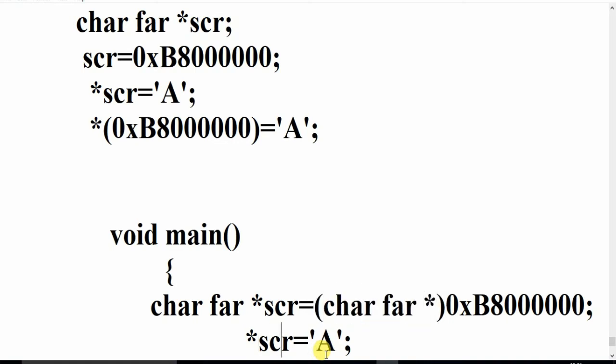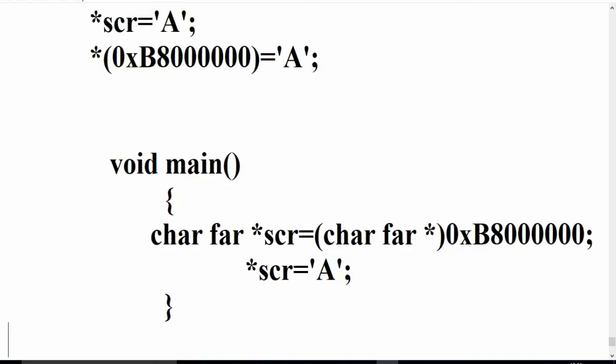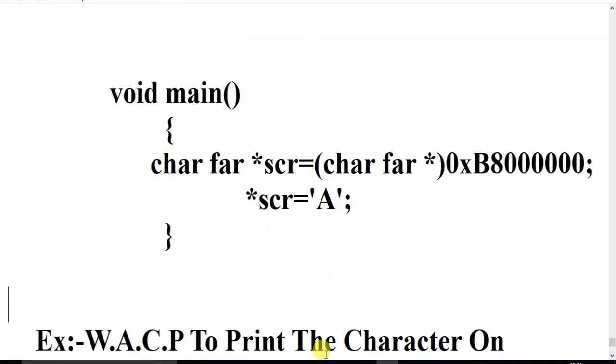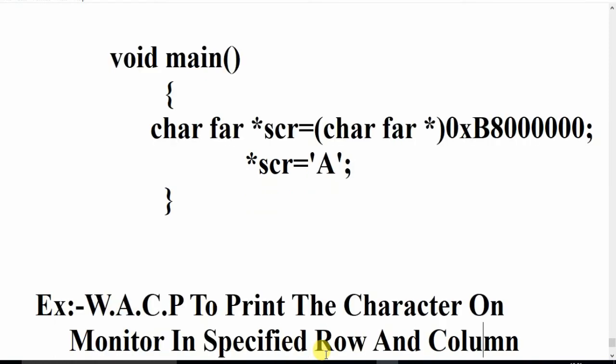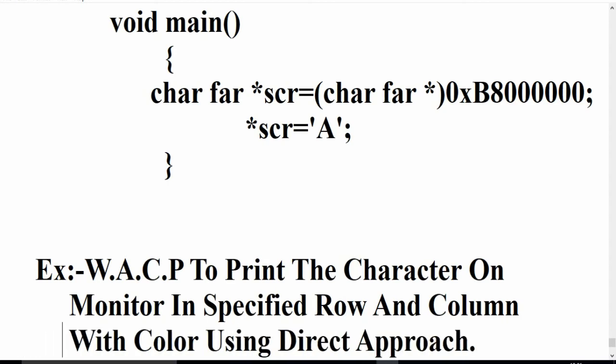Then we say *scr equivalent to A. What is scr? 0xb8000000, the address of the 0th row of the 0th column. In this address, the character we are going to write is A. So this will write a character on the monitor at the 0th row of the 0th column without using the printf function. This is the process to write a character on the monitor without using printf. Now we will have another example. Write a C program to print a character on the monitor in a specified row and column with color using the direct approach.